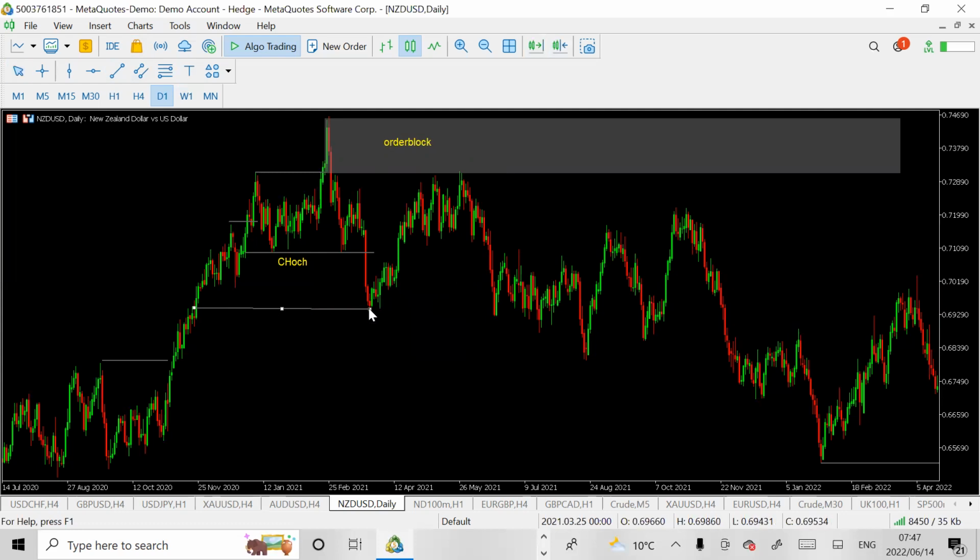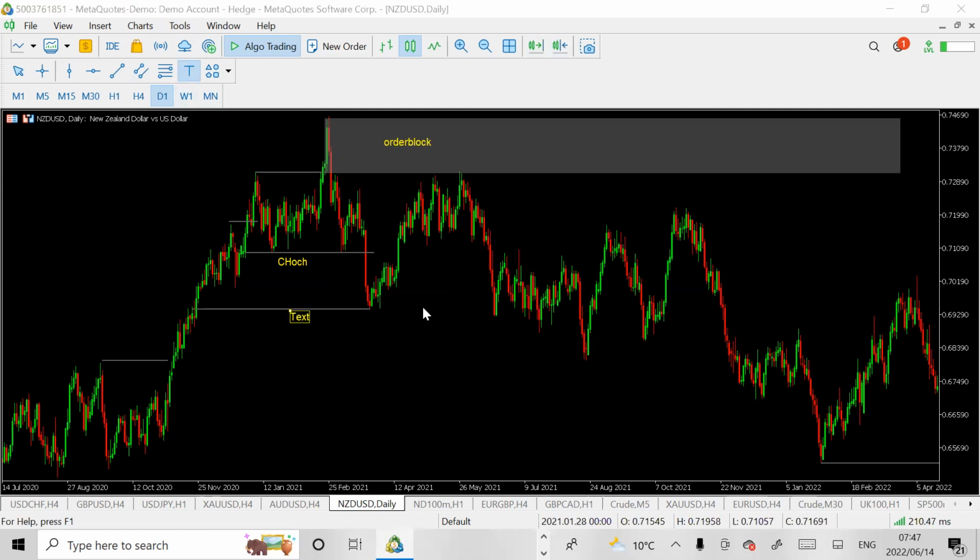Because a CHoCH is the first break of structure. Why is it a break of structure on this one? Okay, the one I'm marking, this one. Where is it coming from? It's coming from breaking this key level, this CHoCH level. Yeah, that's why it formed the break of structure.